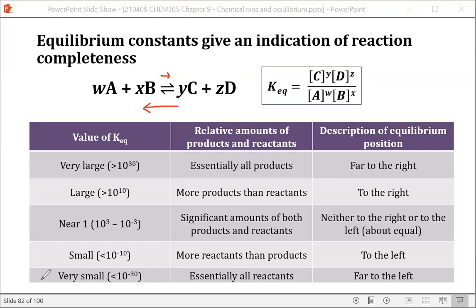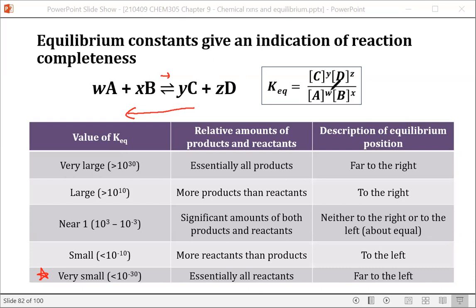And if KEQ is very, very, very small, less than 10 to the negative 30th, essentially you have all reactants. So we say that the equilibrium position is shifted far to the left. This means that essentially you didn't get any reaction. Very, very little of the reactants were converted into products.